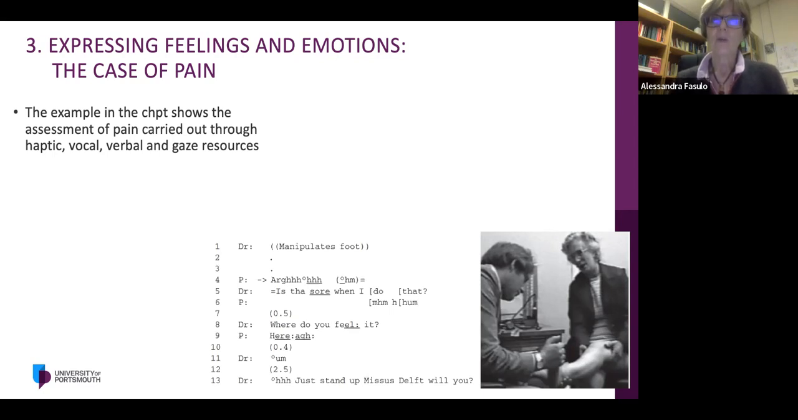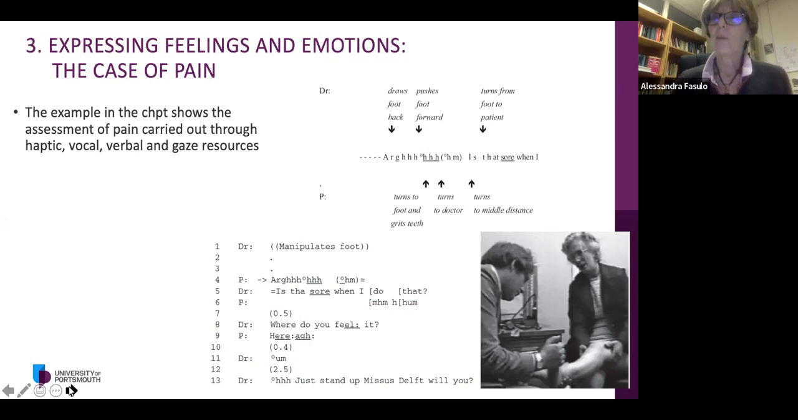And what is going on? The doctor manipulates the foot and the patient goes, "Ah." And then the doctor says, "Is that so? And I do that." And she goes, "Uh-huh." And he's doing it all the time. And then he says, "Where do you feel it?" And then she goes, "Yeah, ah." And then he continues to do that in the poses. And then the doctor asks, "Just stand up, miss, is that with you?"